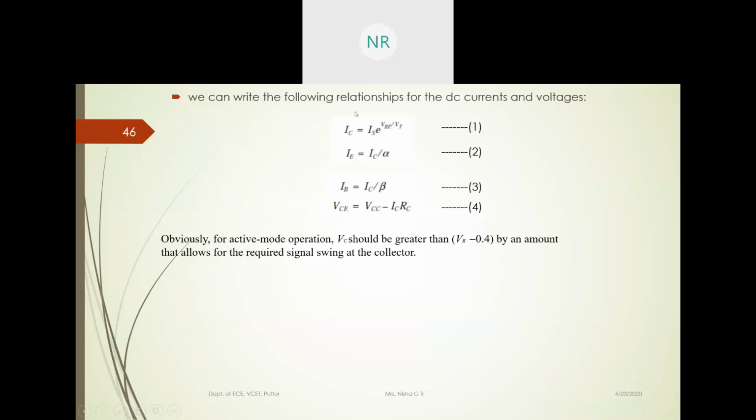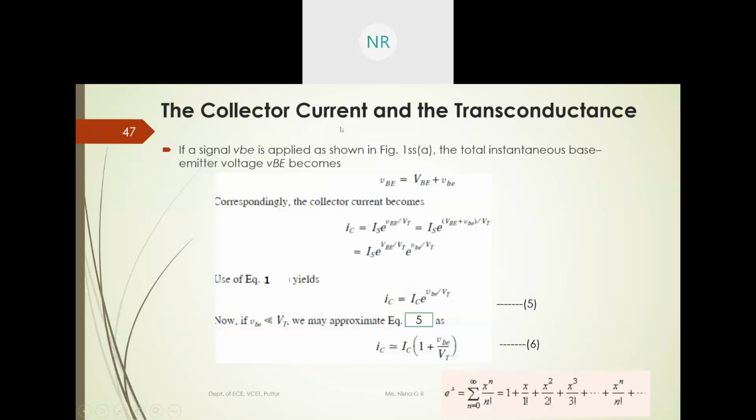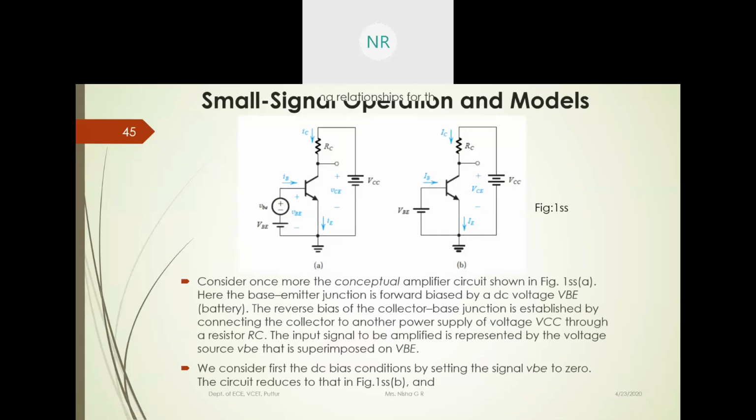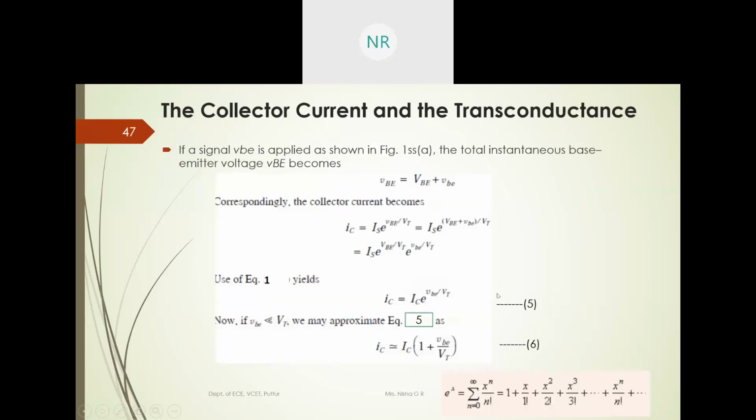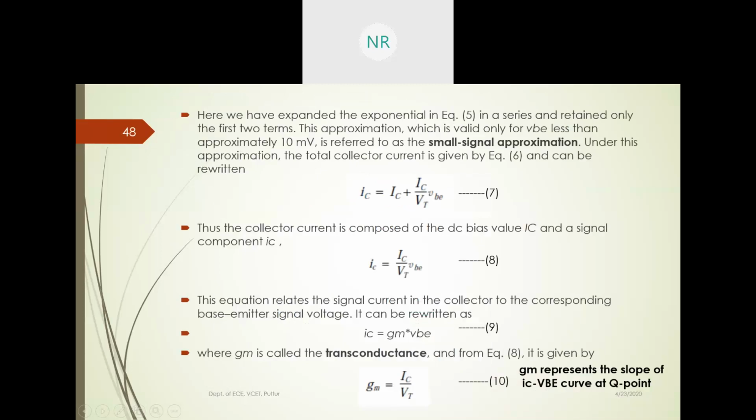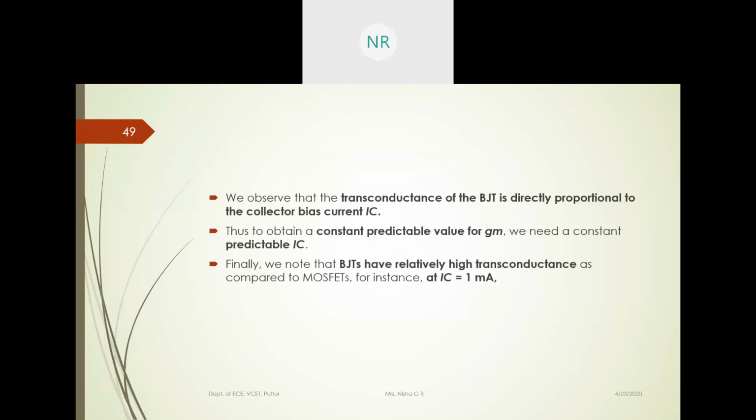First you need to draw this figure, then explain and write these equations, and after that write all these things and then replace IC by VT by GM. So what is GM? Transconductance. It represents the slope of the IC-VBE curve at the Q point. This is very important. We can observe that the transconductance is directly proportional to your collector bias current IC.